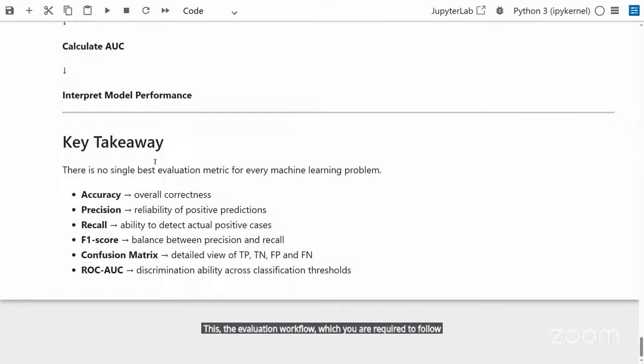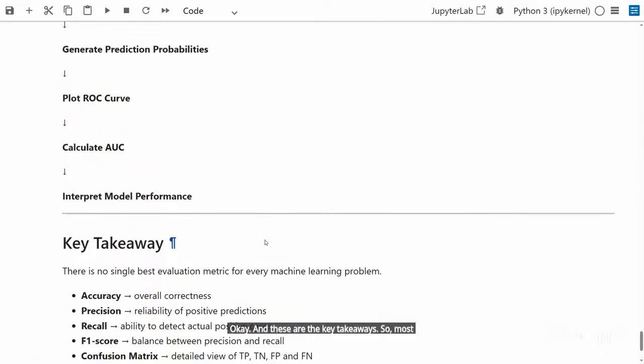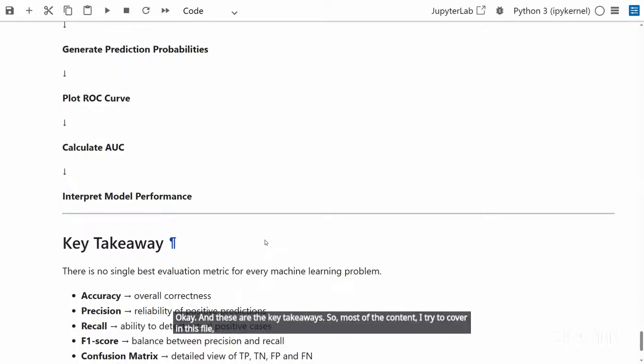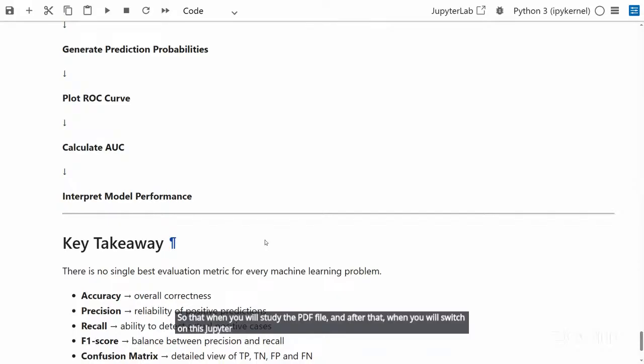And these are the key takeaways. Most of the content I try to cover in this file is also in the PDF file. Both are almost similar, so that when you study the PDF file, and after that switch to this Jupyter file, it can be easily understandable.